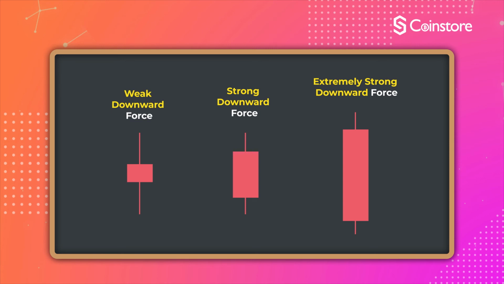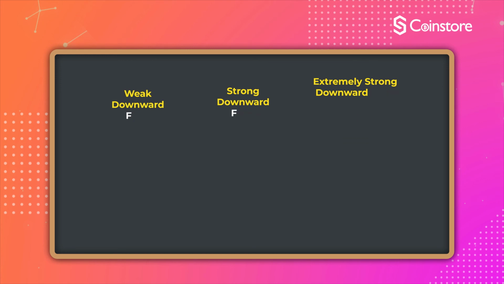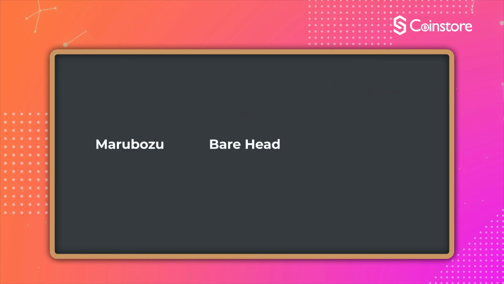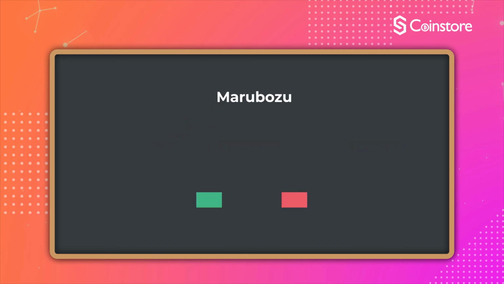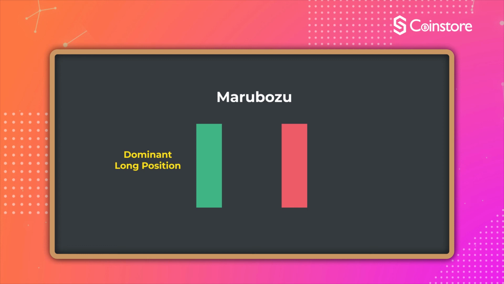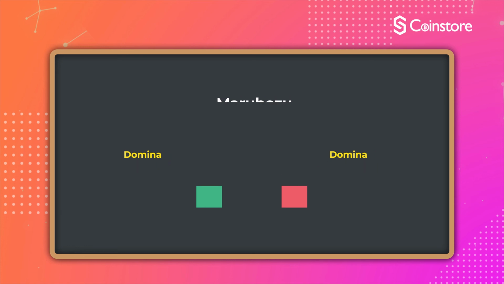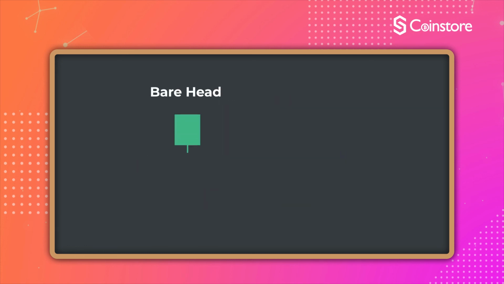Oh yeah, don't forget about the implications of the length and the upper and lower shadows. A few examples are Marubozu, barehead, and barefoot. Marubozu has no upper or lower shadow, and the green body indicates a dominant long position, while the red body indicates a dominant short position. Barehead only has a lower shadow, implying support. The longer the lower shadow, the stronger the support. Barefoot only has the upper shadow line, implying resistance. The longer the upper shadow, the stronger the resistance.